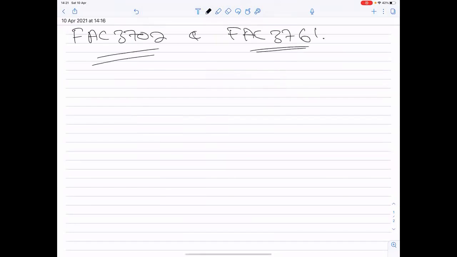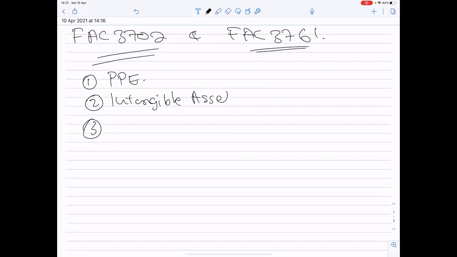Now, FAC 3702. I'm also referring to FAC 3766. So in this module, there are 3 key topics that you will always find in the examination. You are going to find property, plant, and equipment. You are going to find intangible assets. You are also going to find foreign exchange differences. Are we together? So basically, these are the 3 main topics that we are going to be covering.